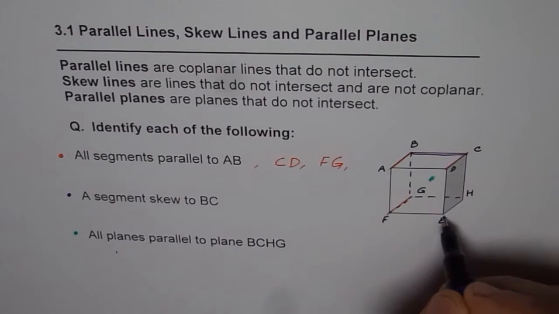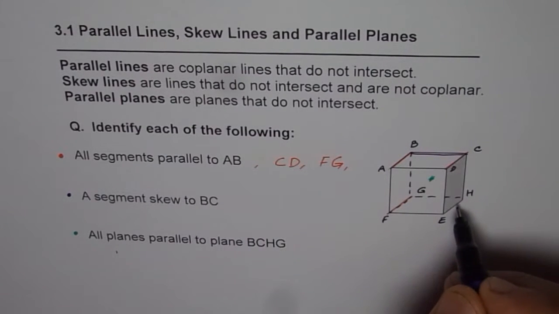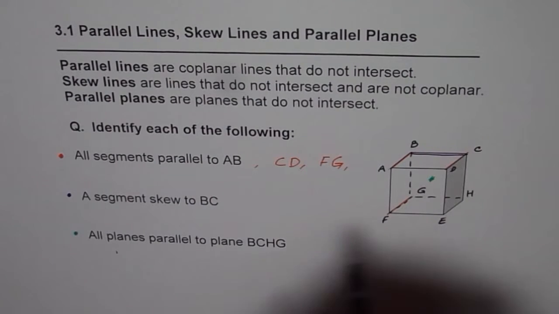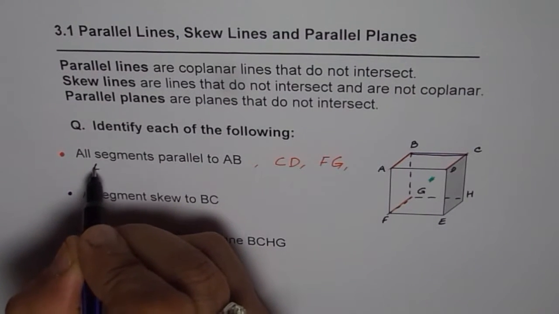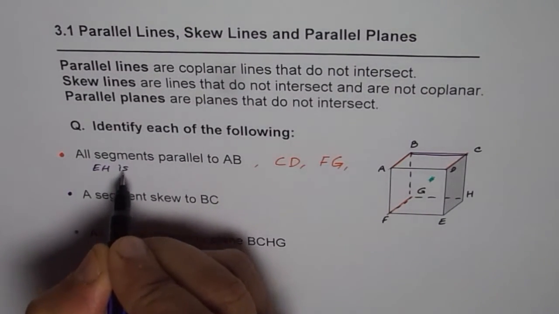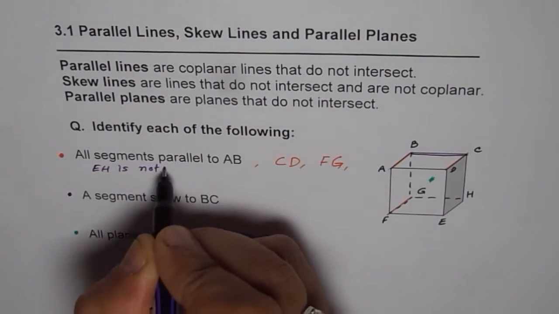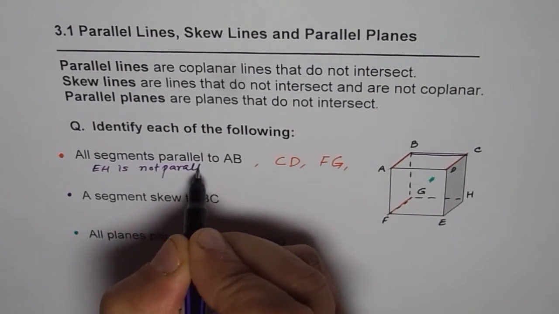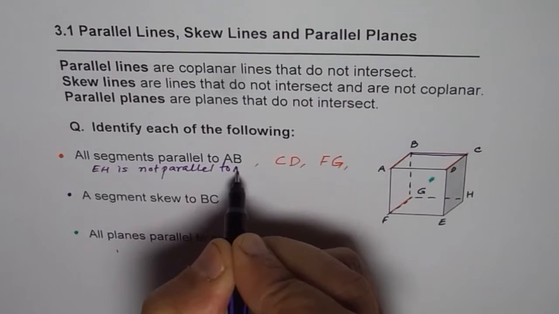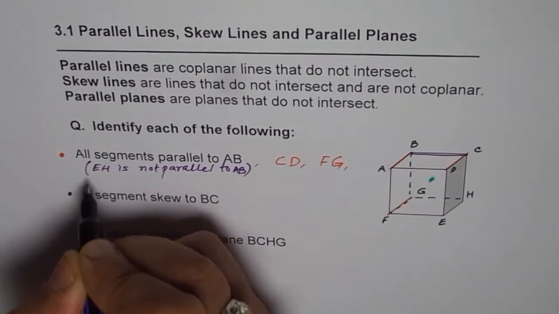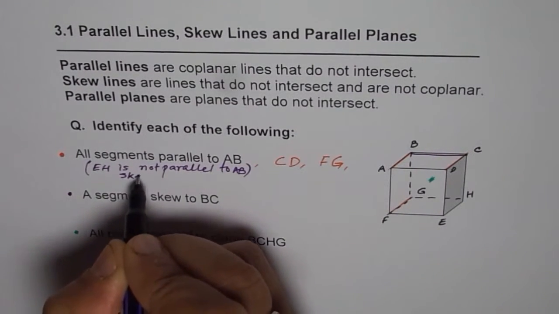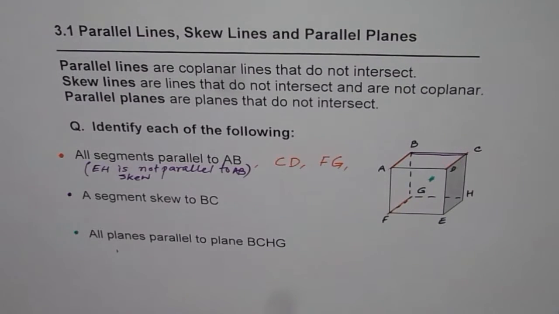So we say EH is not parallel to AB. So note, EH is not parallel to AB, so make a note of this. It is in fact skew, since it is in a different plane.